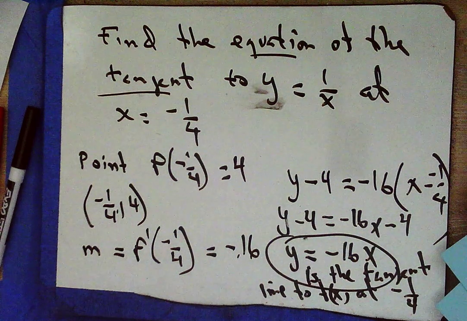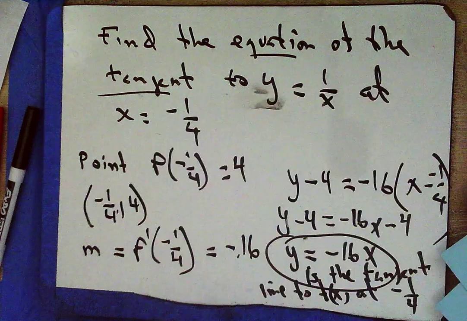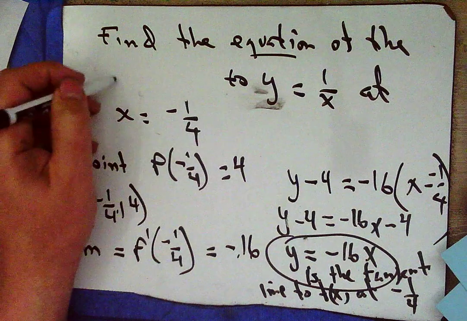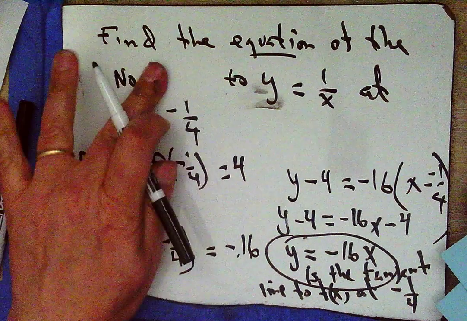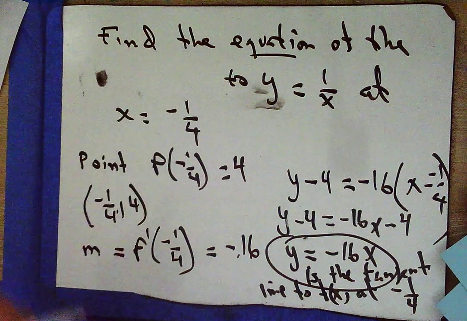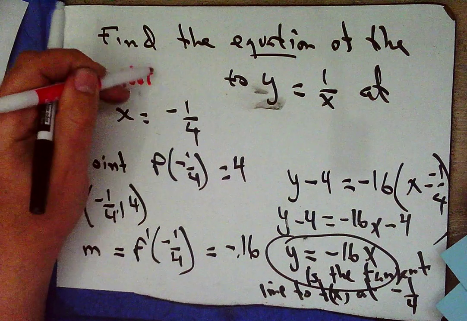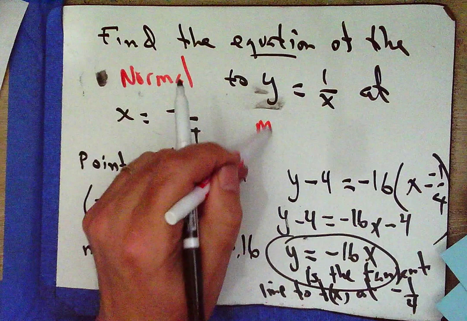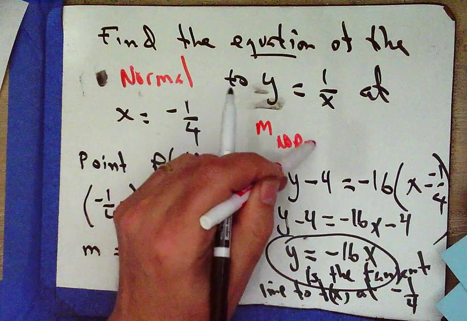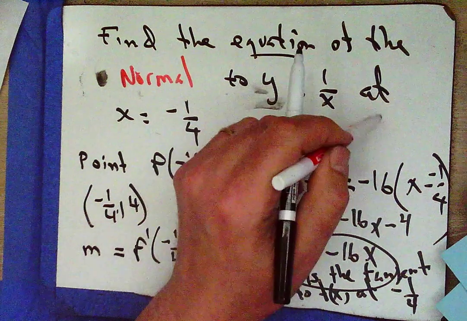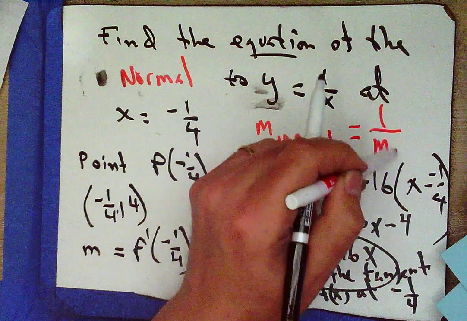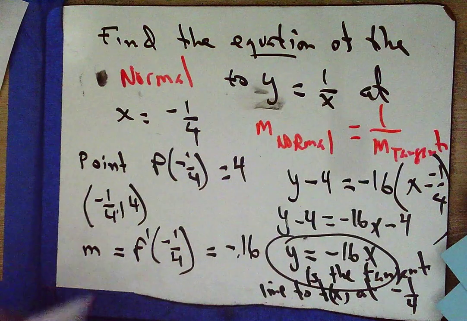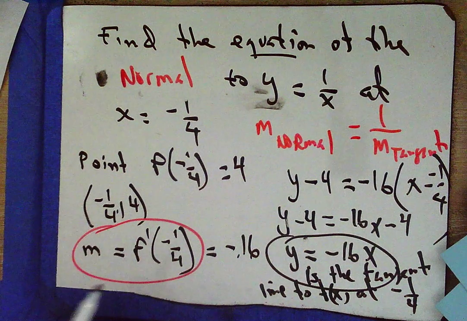Alrighty. Now, what if instead of asking you for the equation of the tangent line, I asked for the equation of the normal? Do you remember normal lines and tangent lines? Normal. We know that the slope of the normal is 1 over the slope of the tangent. And we know the slope of the tangent is this thing. It's f prime.